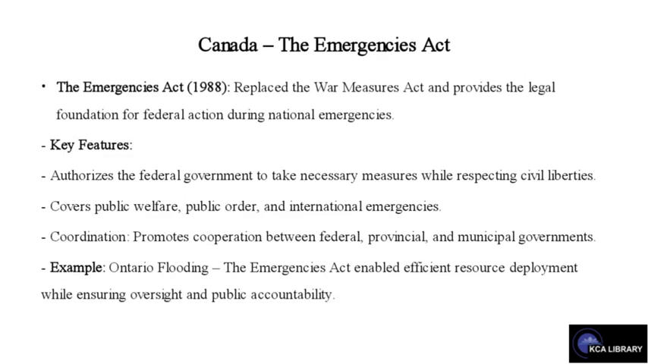Now we have Canada. Canada calls theirs the Emergencies Act of 1988. This replaced the War Measures Act, and it provides the legal foundation for federal action during a national emergency. Some of the key features of this Canada Emergencies Act are that it authorizes the federal government to take necessary measures while respecting civil liberties. It covers public welfare, public order, and international emergencies. It also covers coordination in terms of promoting cooperation between federal, provincial, and municipal governments. An example where Canada employed this was the Ontario flooding. The Emergencies Act enabled efficient resource deployment while ensuring oversight and public accountability.